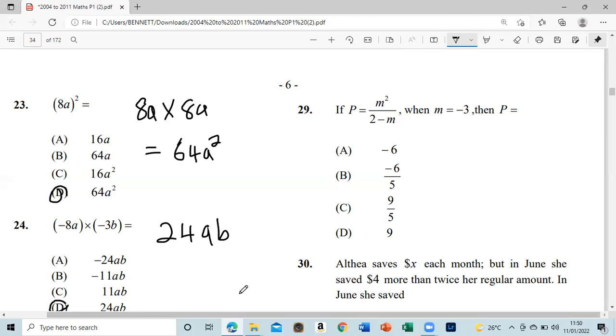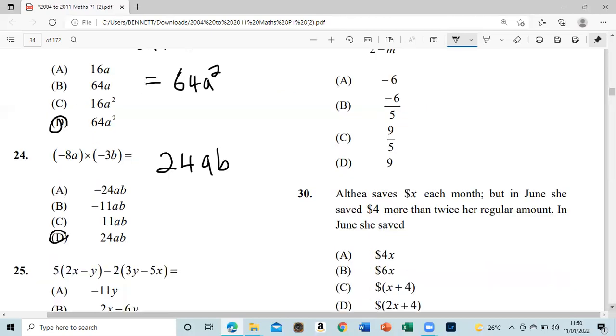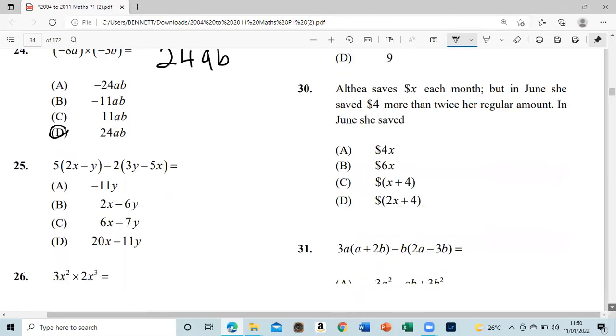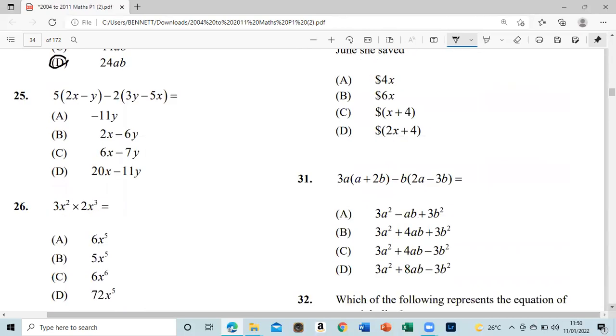Let's move on to 25. Guys, please remember, you're supposed to attempt the questions. It's not just about Mr. Bennett doing them, all right? Let's simplify. I'm going to do 26 so you guys can see in the meantime.